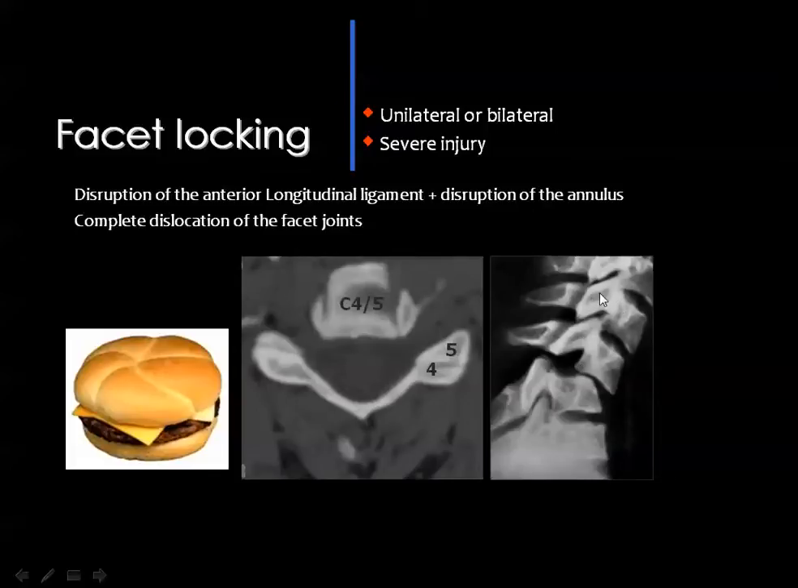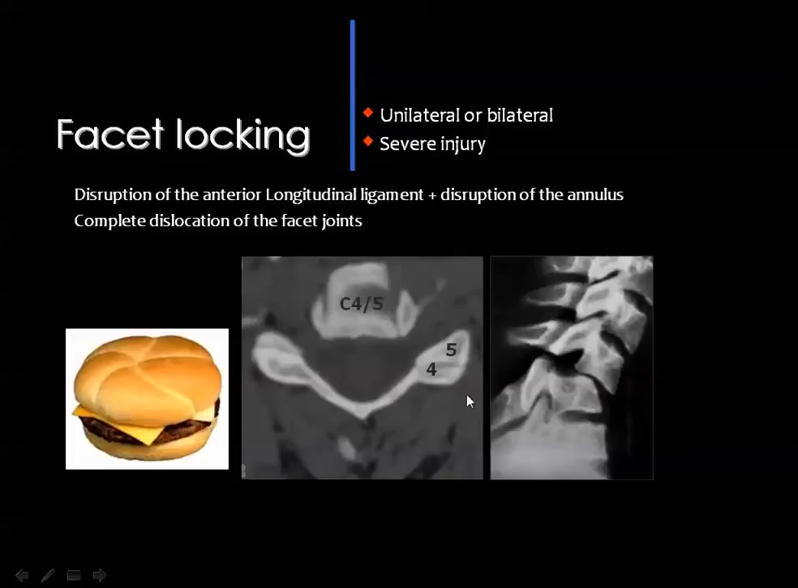The articular facet of the vertebra above is posterior to the articular facet of the vertebra below. But if this vertebra has been displaced anteriorly, then the articular facet has the chance to flip anterior to the inferior facet. And at that time, we call this facet locking, where instead of being posterior, it will become anterior to the facet of the lower vertebra.